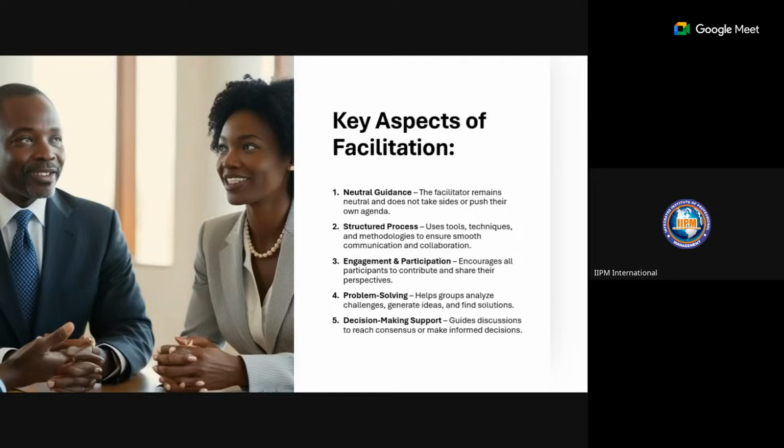And then another thing is decision-making support. You are to guide discussions to reach consensus or make informed decisions. Sometimes our facilitations could be on strategy sessions. Our facilitation could be on retreats. Our facilitation could be on management meetings. Our facilitation could be on board corporate governance. Sometimes it's not about the volume of slides that you have, but your ability to help them take decisions. So you are to guide them in decision making.